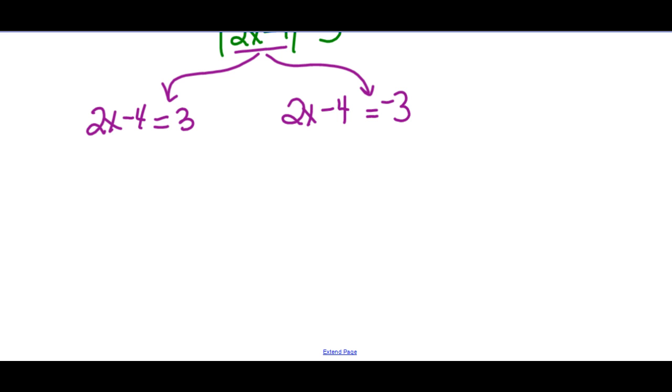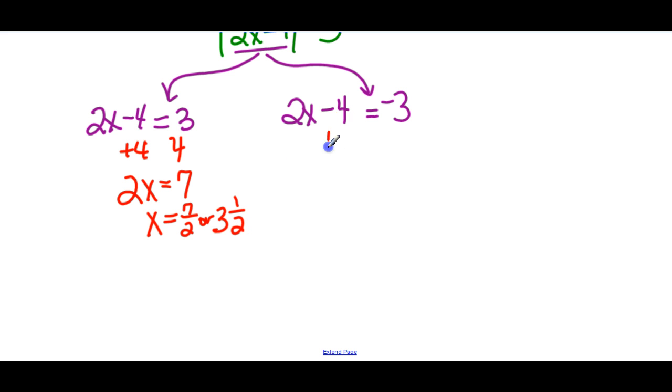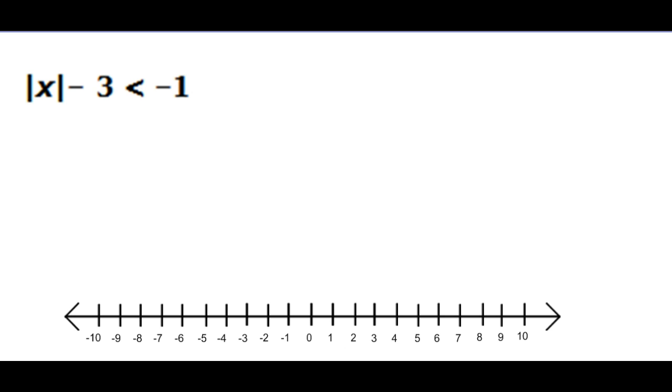Here, add 4 to both sides. I get 2x is equal to 7. X is equal to 7 halves or 3 1/2. For this one, add 4 to both sides. I get 2x is equal to 1. Divide both sides by 2. X is equal to 1/2.